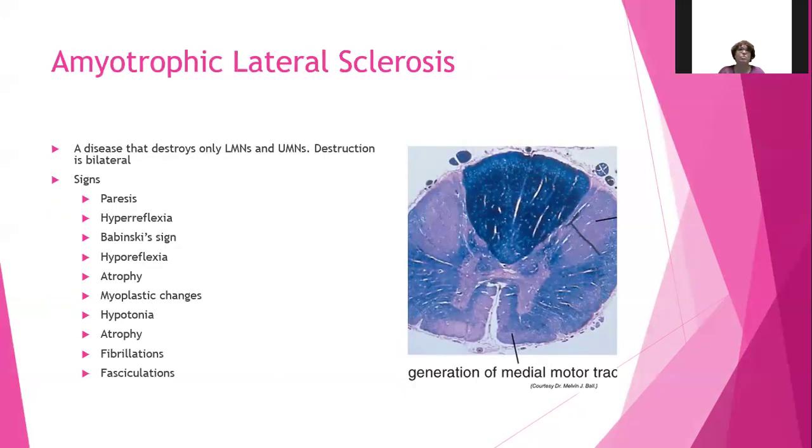So, ALS, or amyotrophic lateral sclerosis, is a disease that affects lower and upper motor neurons, and you get bilateral destruction. Lots of horrible signs that we've talked about: paresis, hyperreflexia, Babinski's, hyporeflexia. So you have both hyper and hypo. Muscle atrophy, hypotonia, atrophy, fasciculations, and fibrillations. So lots of issues with ALS. And the terrible thing about ALS is it's idiopathic and there's no cure for it. So that's all I have to say about that.